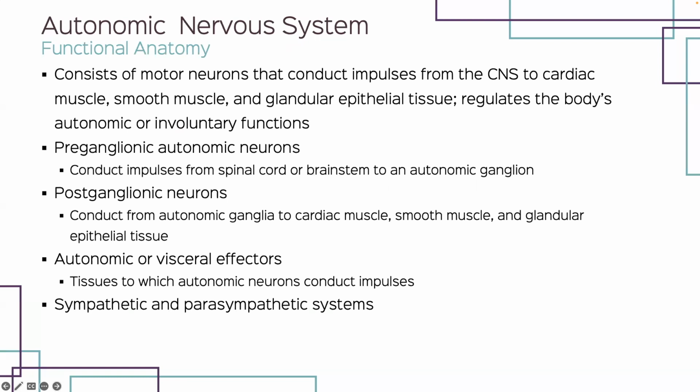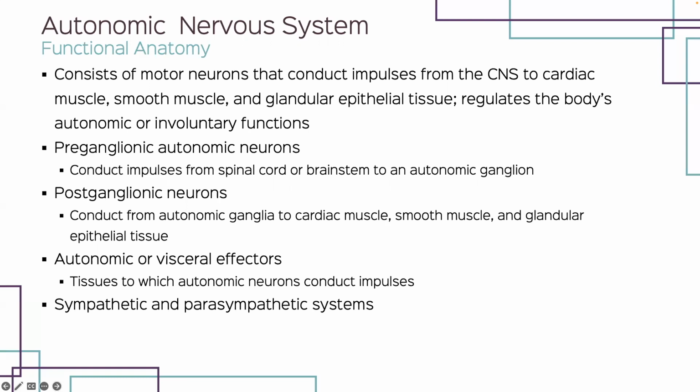The autonomic nervous system consists of certain motor neurons that conduct impulses from the spinal cord or brainstem to cardiac muscle, smooth muscle, and glandular epithelial tissue. The autonomic nervous system includes the parts of the nervous system that regulate involuntary functions, such as your heartbeat, contractions of the stomach and intestines, and secretions of glands.